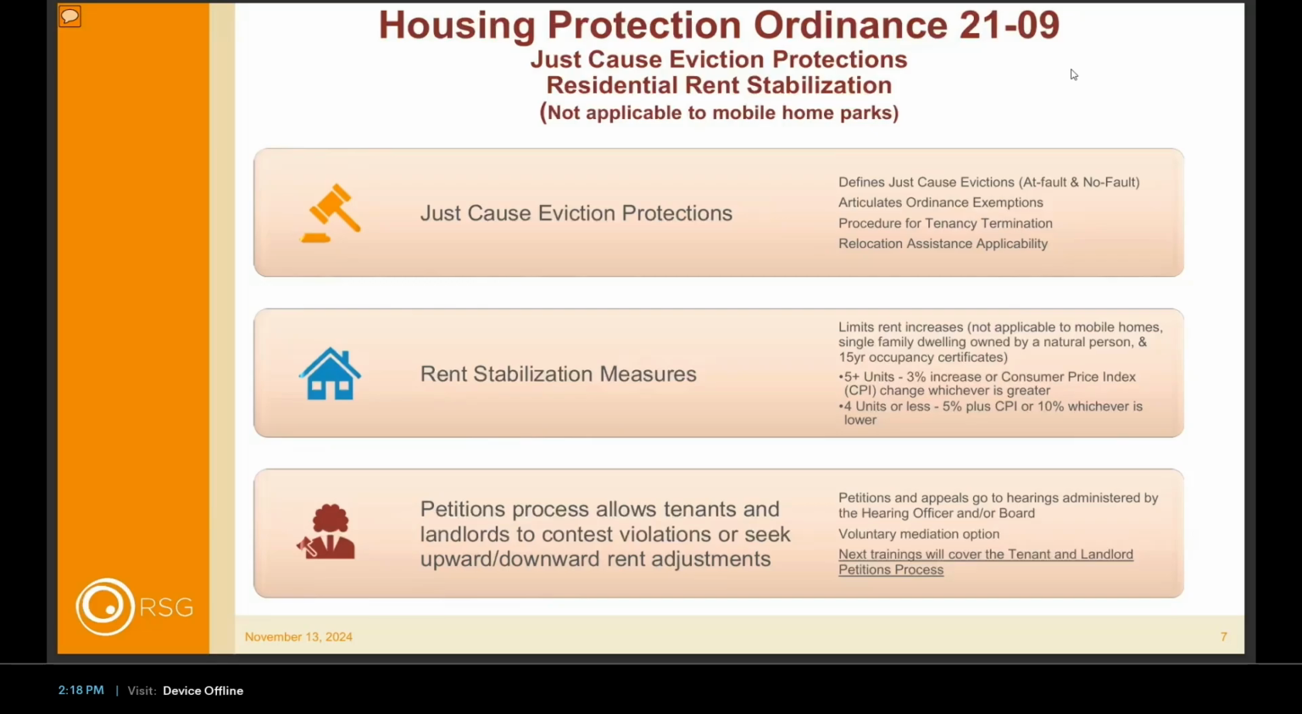For the petition process, the ordinance also discusses how landlords and tenants are able to contest violations or seek rent adjustments, also known as petitions. So you have tenant petitions and landlord petitions. And we are going to go through those in detail when we continue on with this training module.